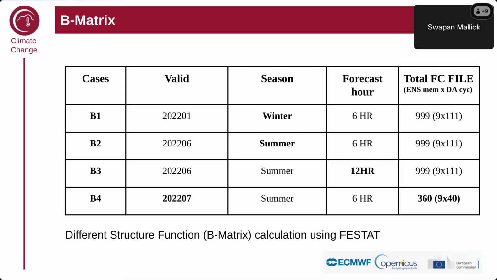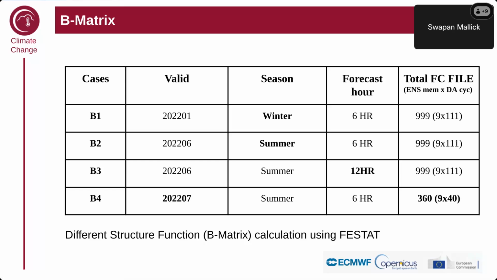So the first, B1 matrix, is valid for January 2022, which is the winter season, and I used the 6 hour forecast to calculate those B matrices. A total of 999 forecast files are available with 9 ensemble members, and 111 is the UTC, meaning the assimilation cycle or forecast cycle, we can say.